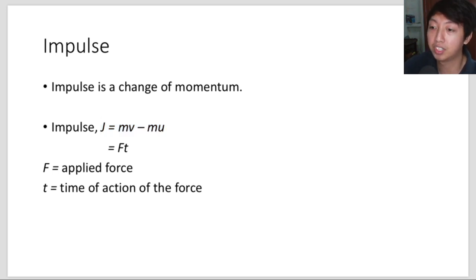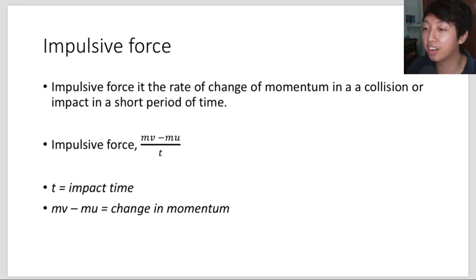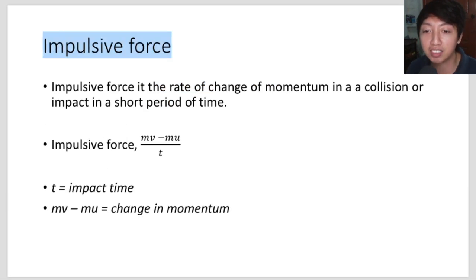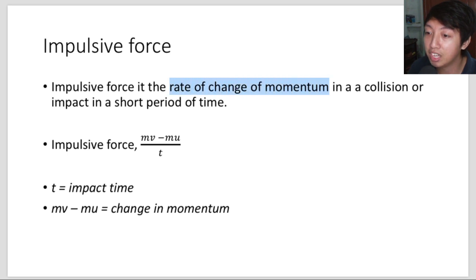Alright, so that's impulse. Now, impulsive force is the rate of change of momentum in a collision or impact in a short period of time. So, impulse is the change of momentum. That's what impulse is. Impulsive force means how fast the change happens. Okay? If I'm going at 60 kilometers per hour and I press the brakes slowly, the car also stops slowly. The change of momentum is slow, right? So the rate of change is very slow.